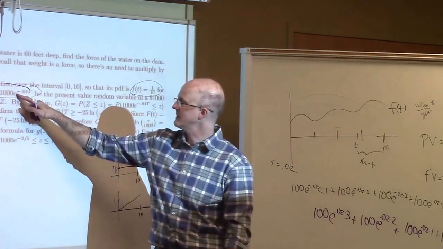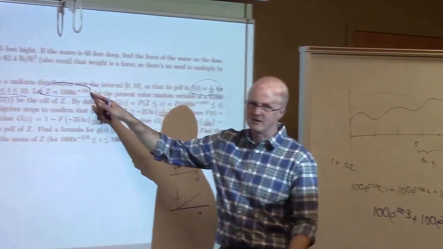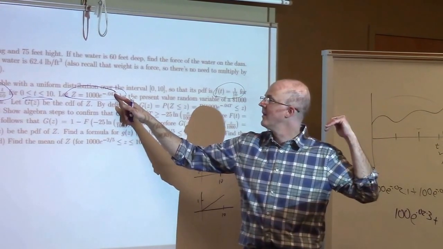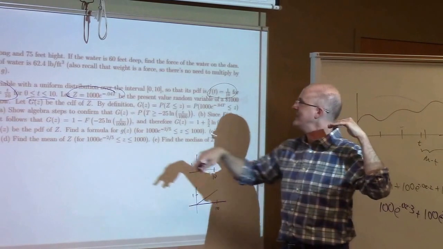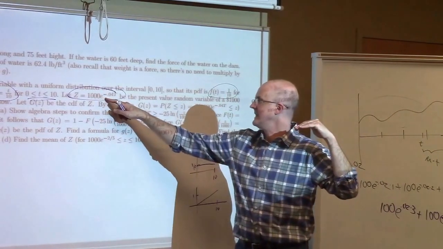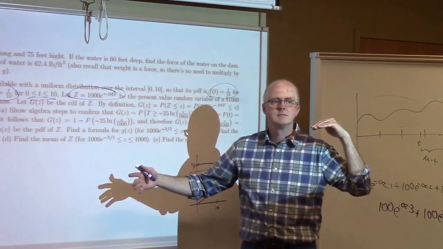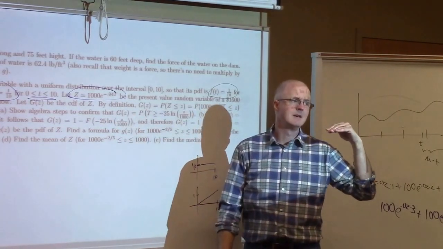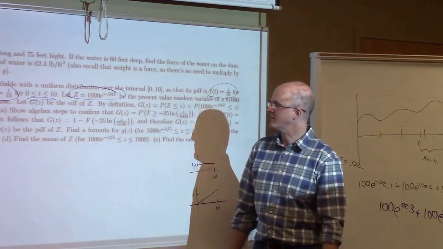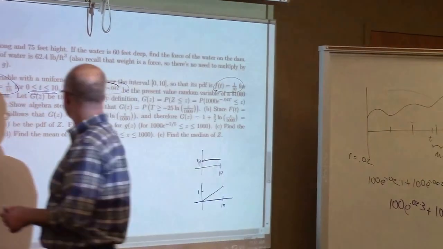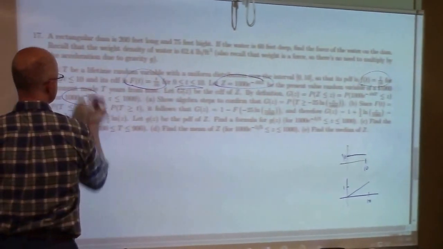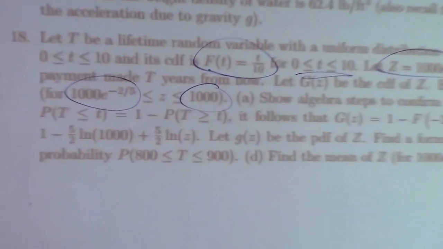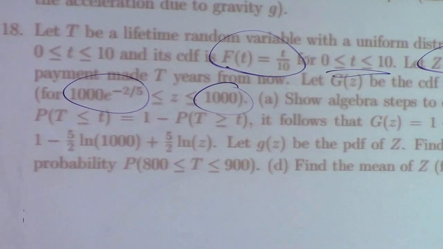So this quantity is going to be somewhere between 1,000 e to the 0, which is 1,000, at the high end, to, if it dies at 10 years, 1,000 e to the negative 0.04 times 10, which is 1,000 e to the negative 0.4. That's as small as that can be. So Z is going to be somewhere between 1,000 e to the negative 0.4 and 1,000. That's going to be the domain for the PDF and CDF of Z.